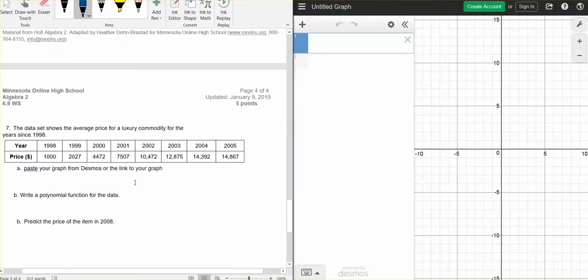And in number 7, you don't have to do the differences. You can just go ahead and run regression. And in 7, we can run a couple different kinds of regression, like cubic, quartic, and see which one fits the best. So let's see if I can paste this into Desmos.